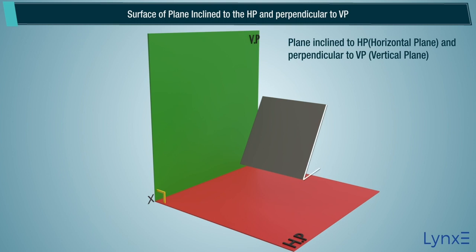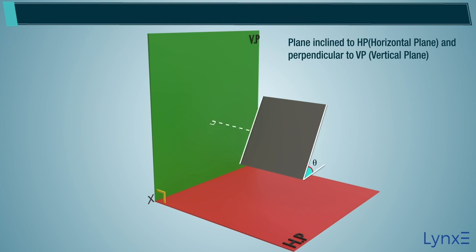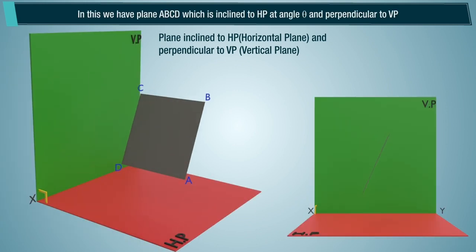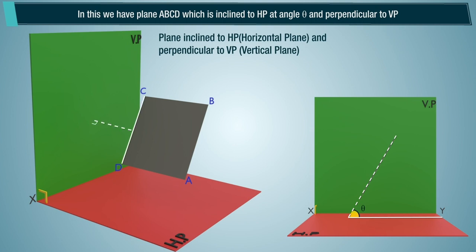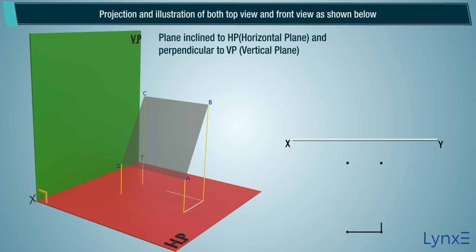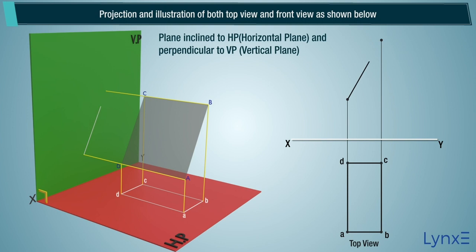Surface of plane inclined to the HP and perpendicular to VP. In this we have a plane ABCD, which is inclined to HP at angle theta and perpendicular to VP. Projection and illustration of both top view and front view are shown below.